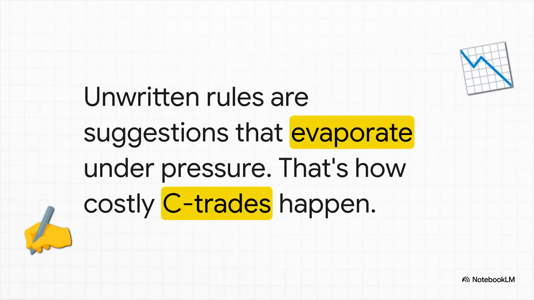And here's why that matters so much. Unwritten rules are just suggestions. And what happens to suggestions under the pressure of a live market? They evaporate. That's when you start to improvise. And improvisation is exactly how those costly mistakes, those C trades, happen.